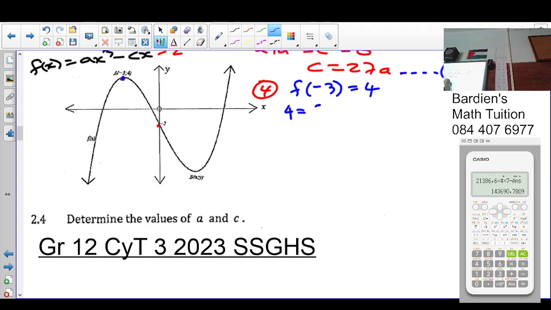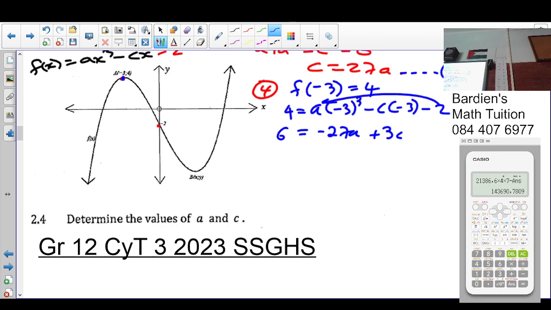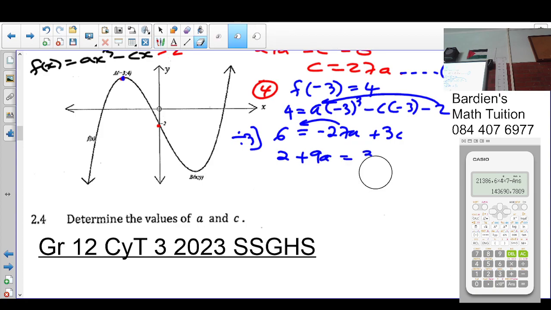So 4 is equal to a into negative 3 cubed minus 3 times negative 3 minus 2. So that's going to give you negative 27a plus 3c, and carrying the 2 over is going to give you an answer of 6. So I divide by 3 here. It's going to give you 2 is equal to negative 9a plus c, so c is equal to 2 plus 9a. I divided that also by 3, and this is equation 2.